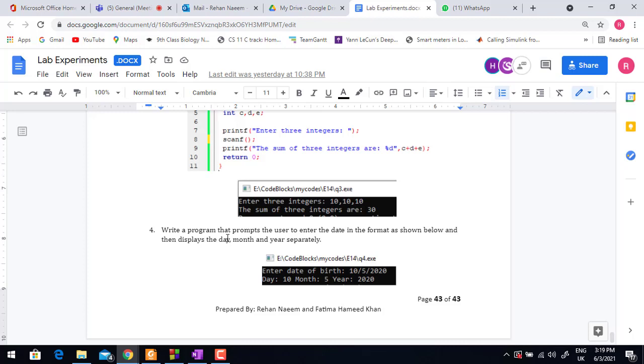And in the last question, you have to prompt the user to enter date of birth in this format: day/month/year. So the user should enter the date of birth in this format as shown over here, and after entering the date of birth, the day, the month, and the year should be displayed separately. So 10 should be displayed separately, 5 should be displayed separately, and 2020 should be displayed separately.